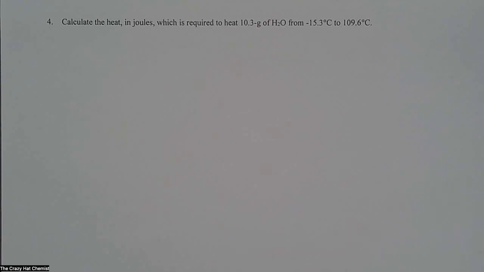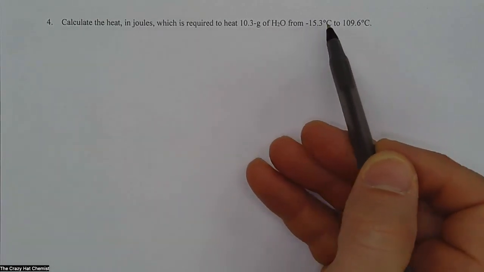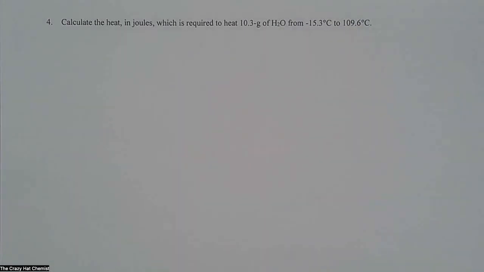Problem number 4. All right, so problem number 4 says: calculate the heat in joules which is required to heat 10.3 grams of water from negative 15.3 to 109.6 degrees Celsius.